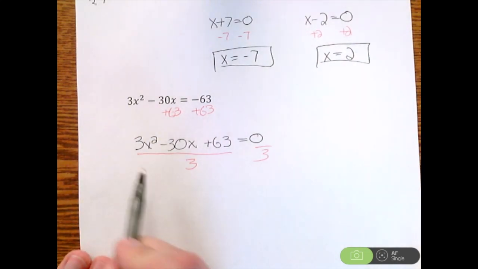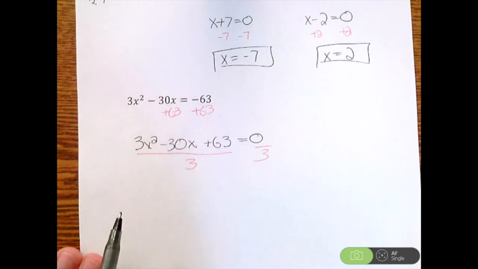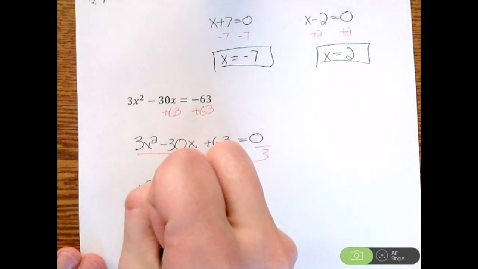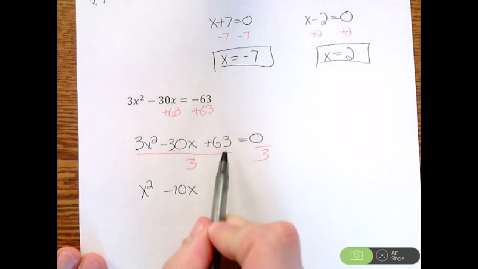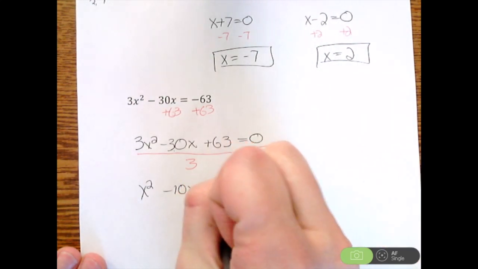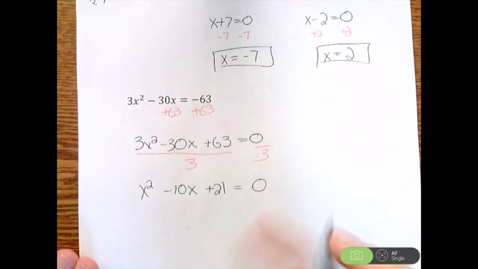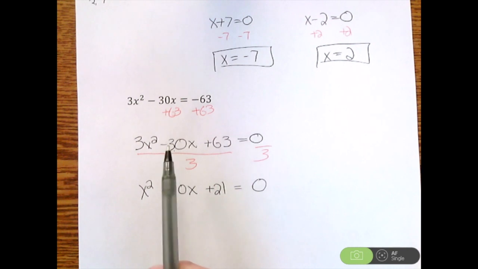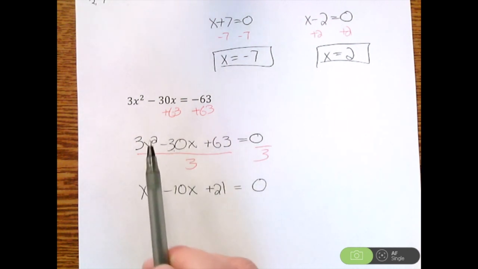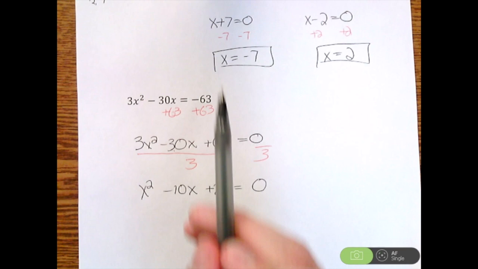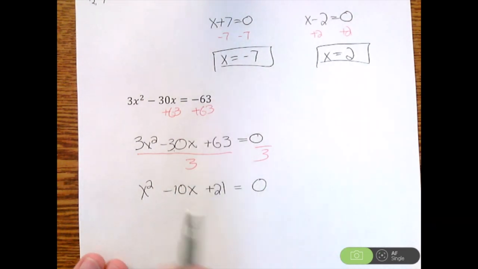Now here's what happens that works out. 3x squared divided by 3 is just going to be plain old x squared. Negative 30 divided by 3 is going to be negative 10x. And then 63 divided by 3 is going to be 21. And on the right side, 0 divided by 3 is 0. And just like that, those pieces are working that way. I've gone from having this 3 in front of my x squared to having no 3 in front of it. And this is going to factor just like what we did up above on this piece of paper. So we can do the shortcut.